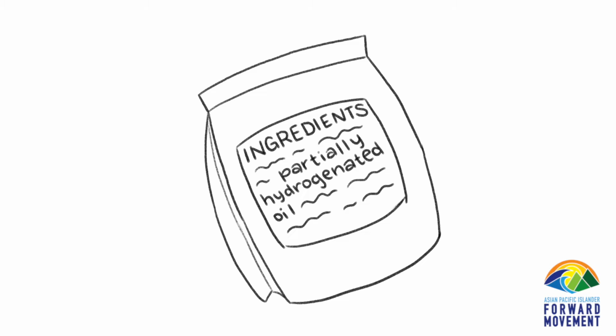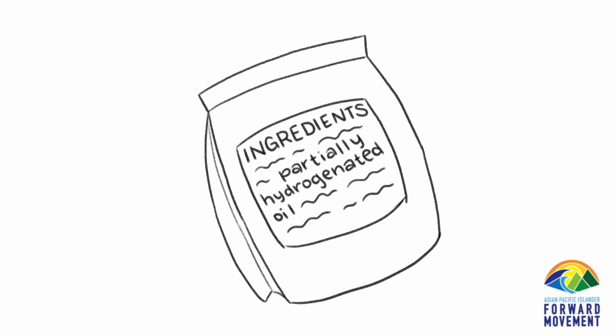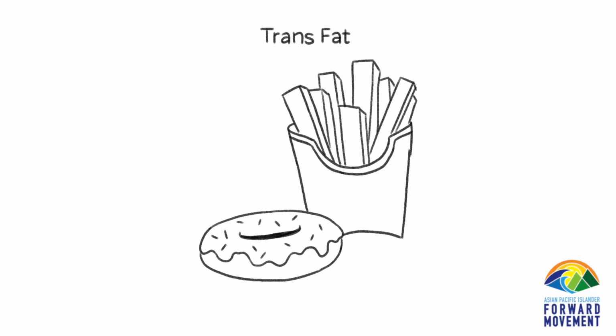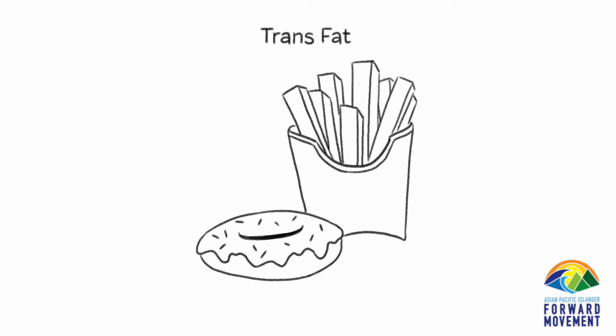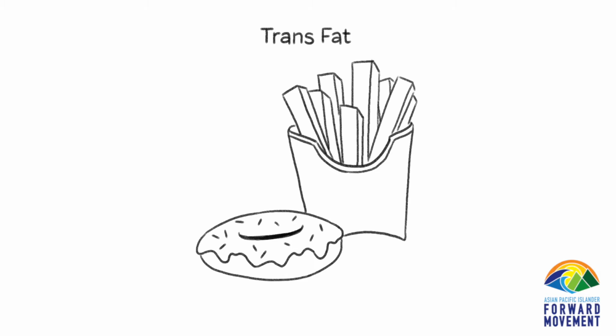Trans fat is usually labeled on processed foods as partially hydrogenated oil, so keep an eye out for this in the ingredients list on your food. Trans fat is associated with increased risk of cardiovascular disease and increased risk of developing type 2 diabetes. These fats can be found in most processed foods, like donuts, margarine, and French fries.